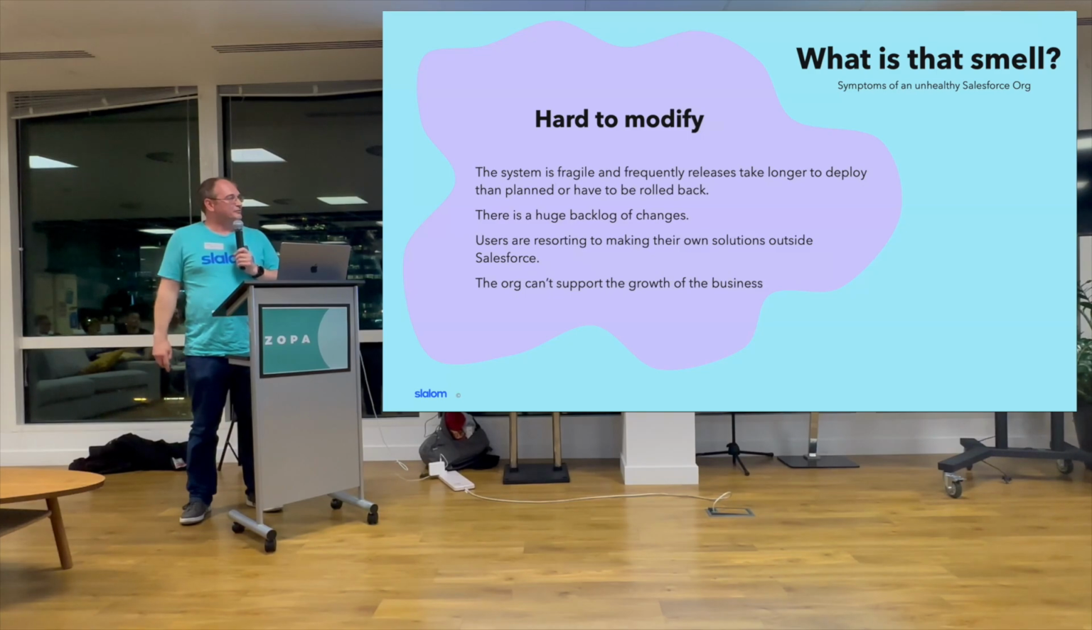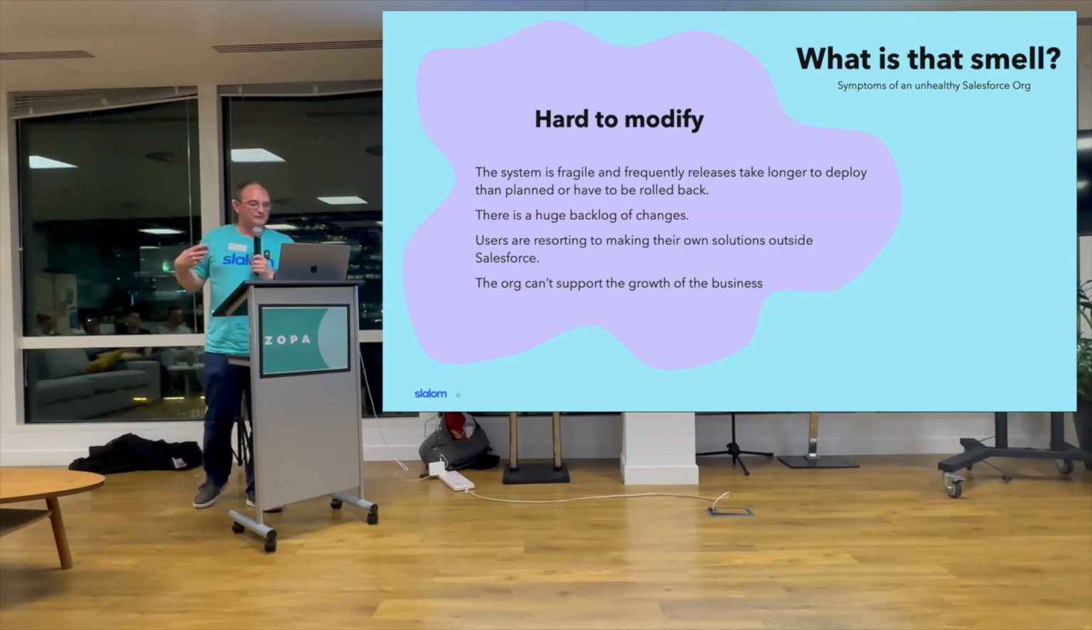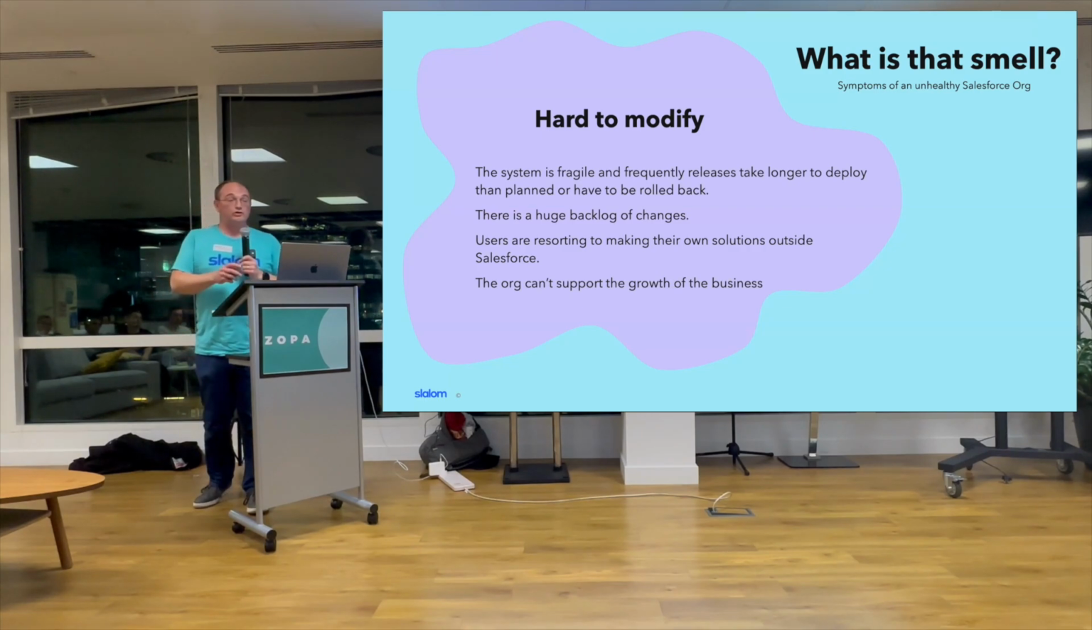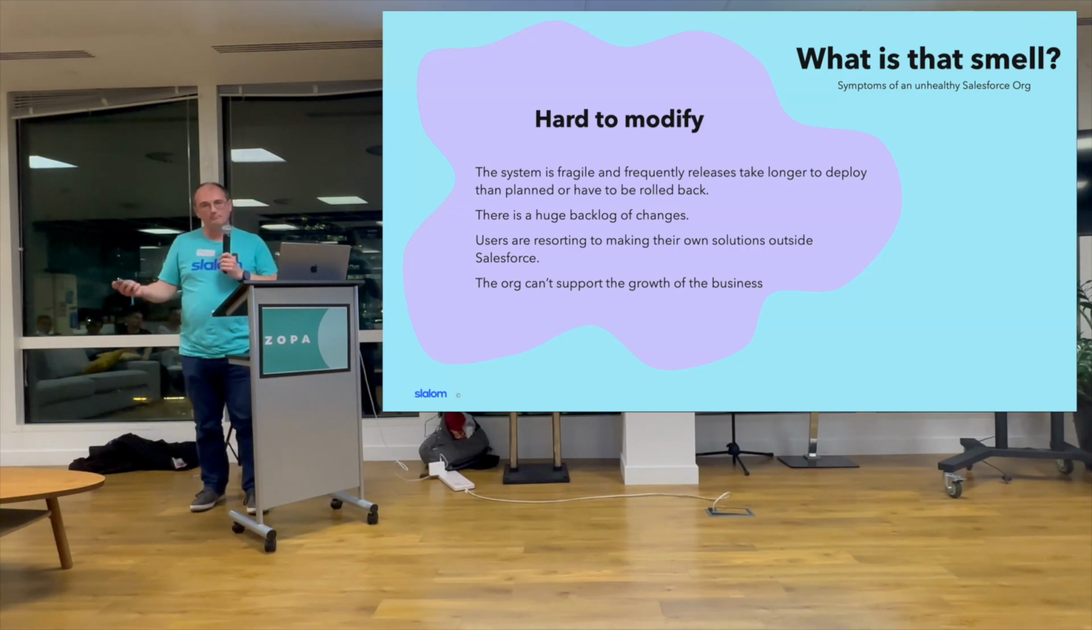Right, next one was hard to modify. So if it's fragile, if it's breaking all the time, you try and make a change somewhere and users are complaining that this created a bug, or if you've got a huge backlog in your Agile board of changes that you can't make because you've got to get agreement from across the business, that's a pain, isn't it?